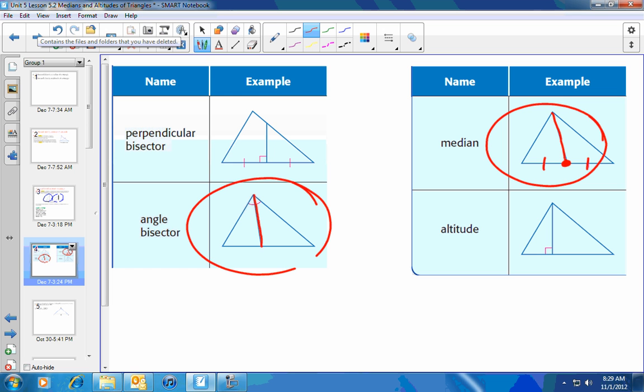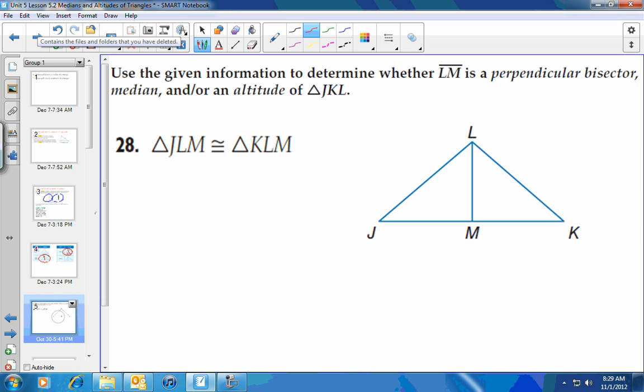Correct. The angle bisector makes these two angles congruent. The median makes these two segments congruent. That's it exactly. All right, let's do some.